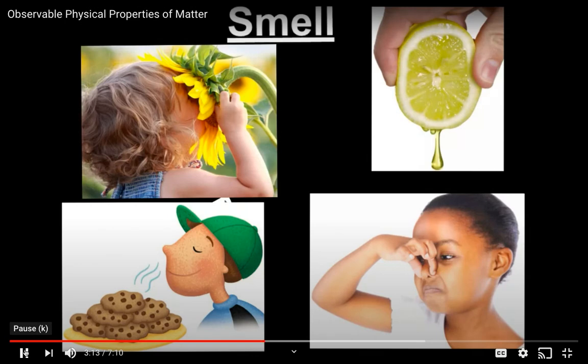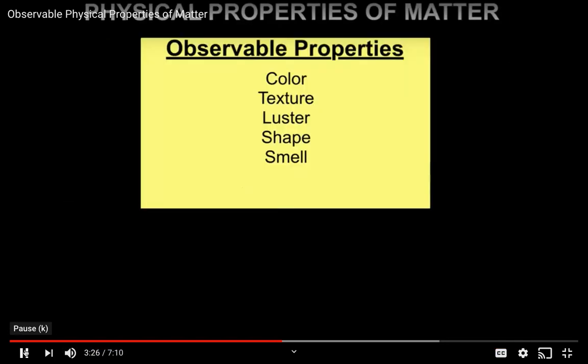Next is smell. It might smell like a flower or smell clean like a lemon. It might smell like fresh baked cookies, or it might be a smell that isn't that pleasant. Add smell to our notes about observable properties of matter. Yep, spelling still counts.